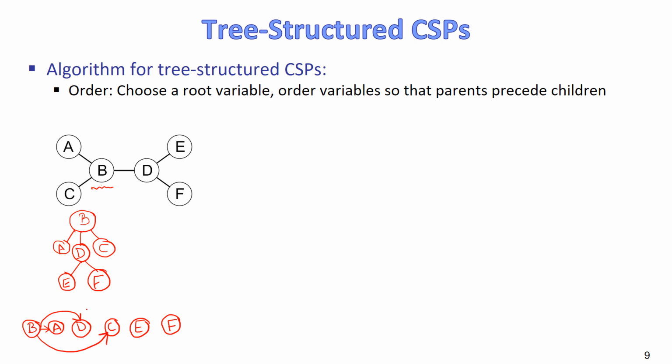Then we have from D to E, and from D to F. So this is step 0 in solving the tree structure CSP: choose a root, shake the graph so that it will be a tree, and then order the variables so that the parent precedes children, and put the edges in a directed form like that.